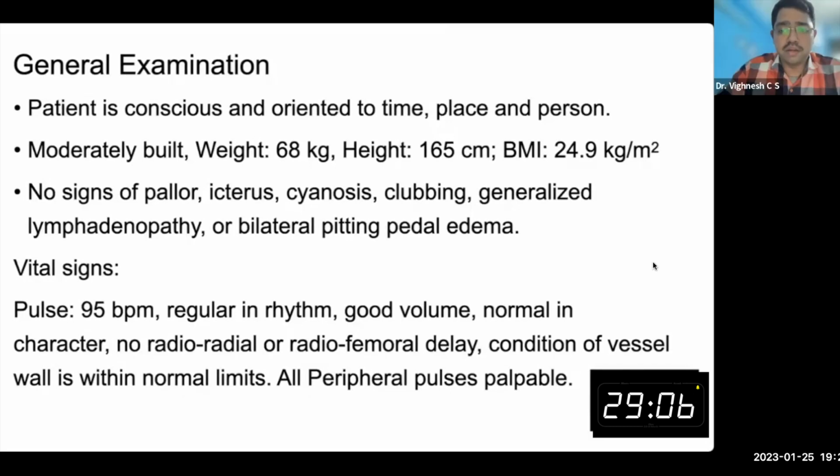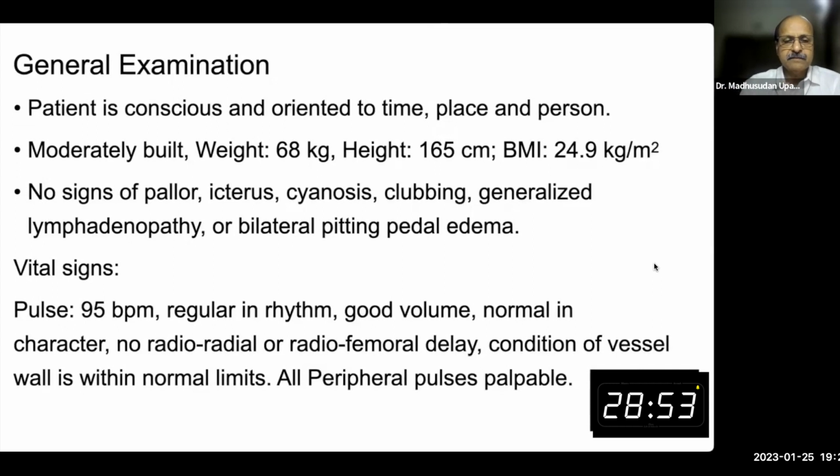Sir, when you do an echo, what can you find? What differences? Sir, there will be left ventricular hypertrophy, sir. That's it. Anything else? Sir, I'm not aware of any. Okay, carry on.